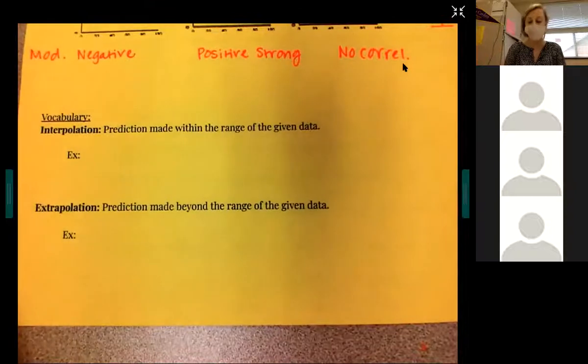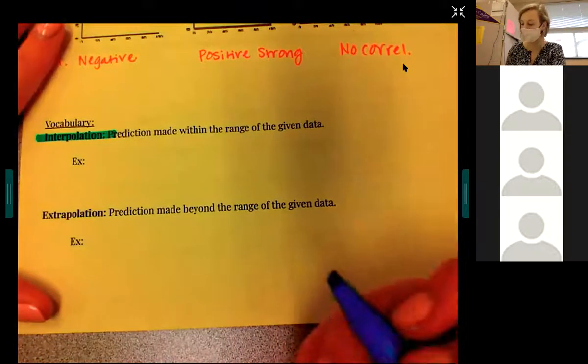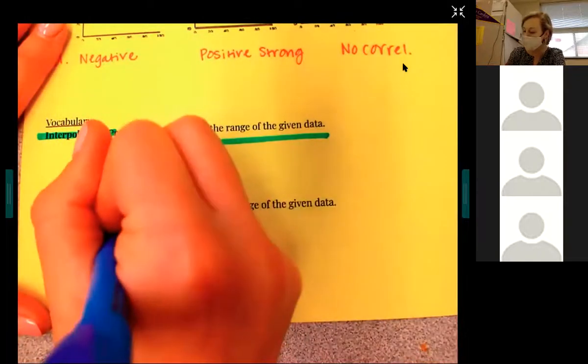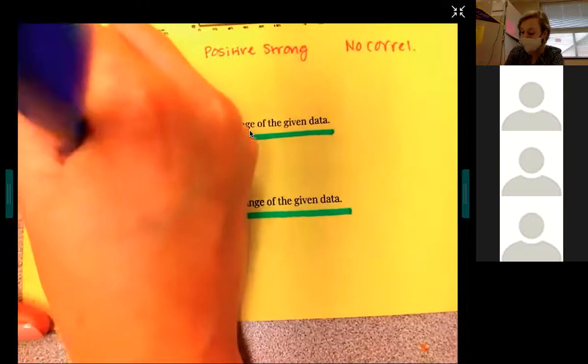People at home, you do not need to write these if you took your vocabulary yesterday. If you did not take your vocabulary yesterday, I do want you to write these 2 very quickly. Interpolation is a prediction made within the range of data. Extrapolation is a prediction made beyond the range of data. Hang on one second, baby. Let me get my online people good, and then I'll get questions from y'all. So my online people, copy those definitions if you did not yesterday. If you already have them, then you're good. We're going to wait and do examples when we get on the back side. So don't worry about these examples right here.